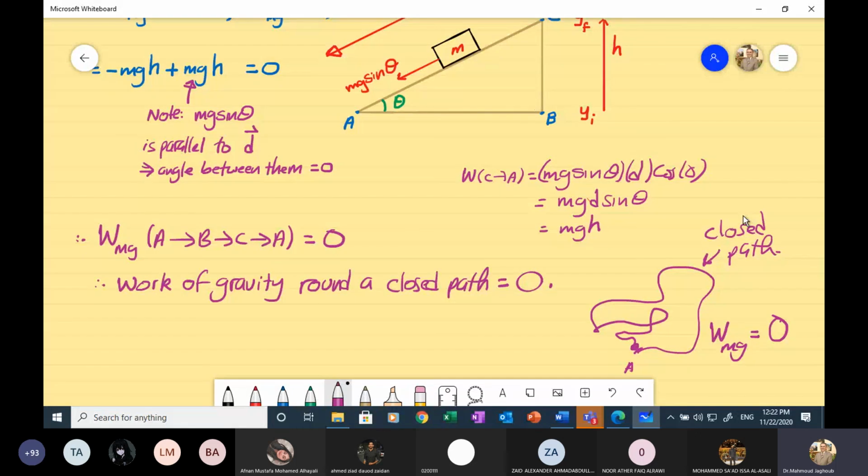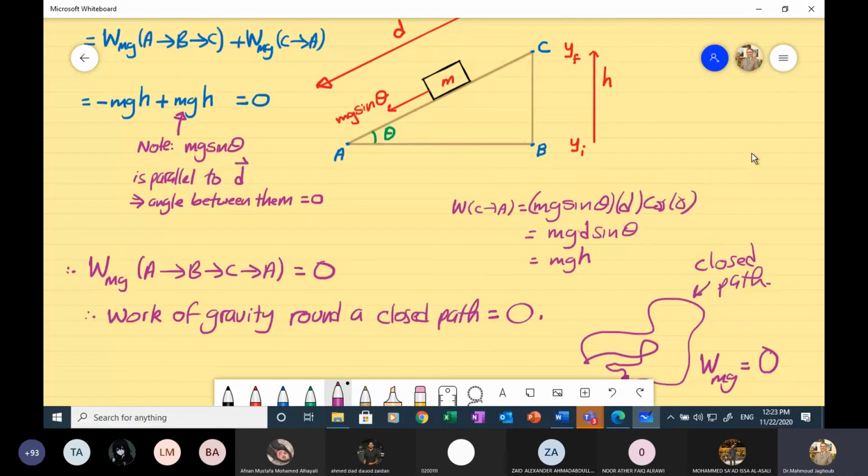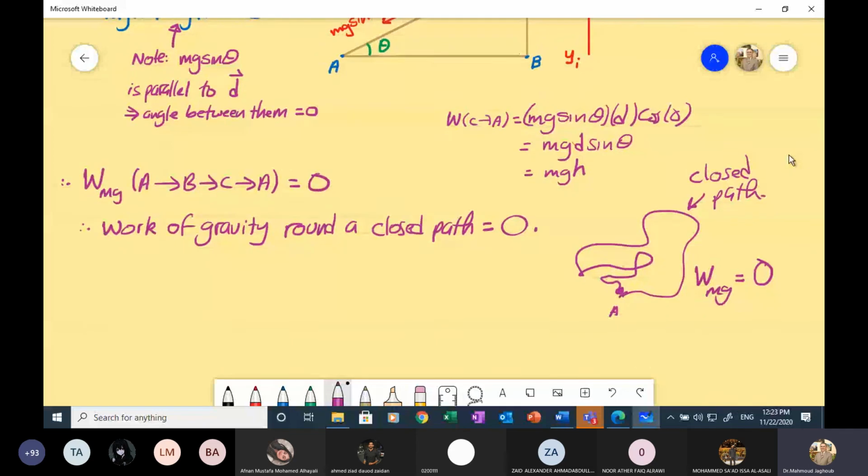No matter how far you move along the horizontal axis, even a million kilometers, the force of gravity does 0 work. Why? Because it is perpendicular to the direction of displacement. When does gravity do work? When its elevation changes. So those are the two properties of a conservative force. The work does not depend on the path. This is the first one. And the second one, the work around a closed loop equals 0. Any questions on this?